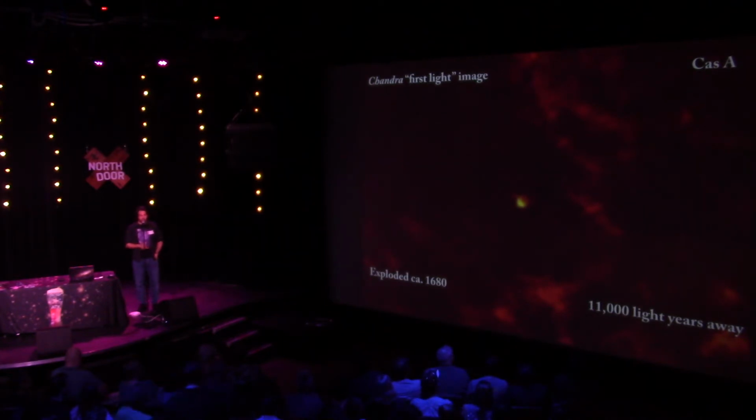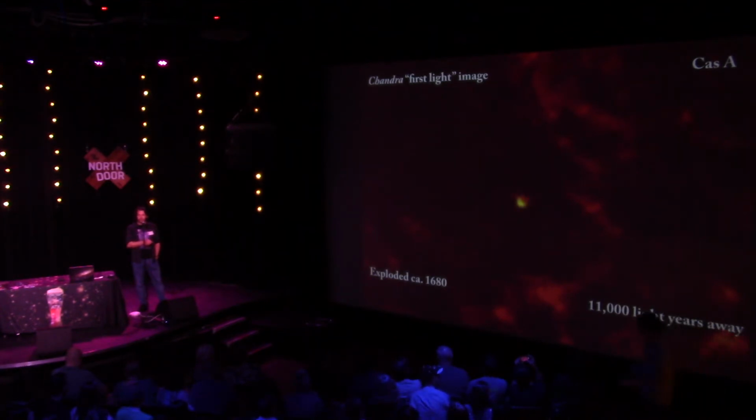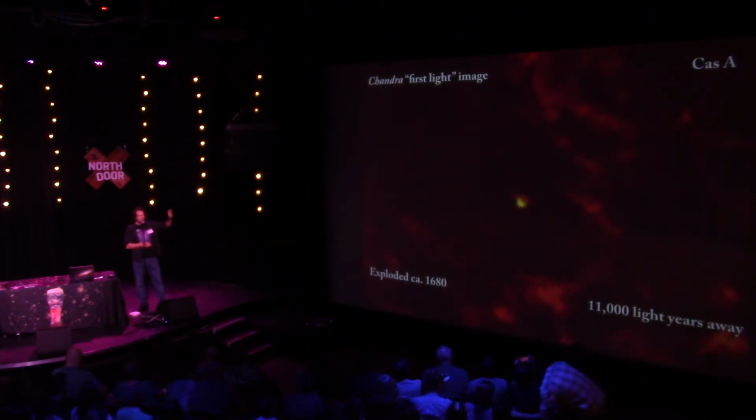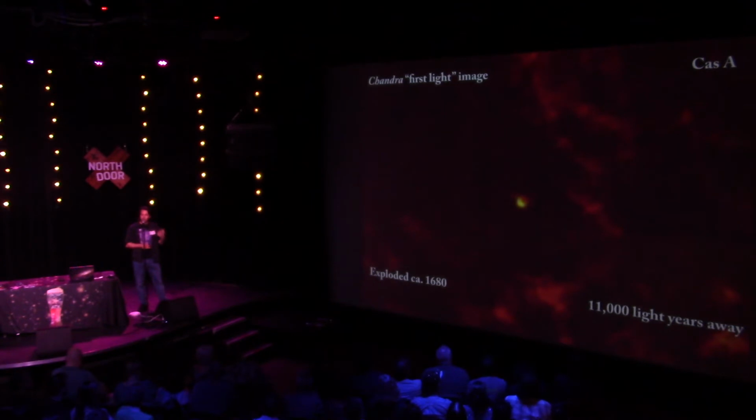The reason I'm showing just a portion of it is because I'm zooming in on the very central regions of this first light image. When astronomers across the world saw this, I know they were all excited, because seeing this in the center of this object, and I'll explain what it is, was such a confirmation of everything we thought we knew about stellar evolution and death.